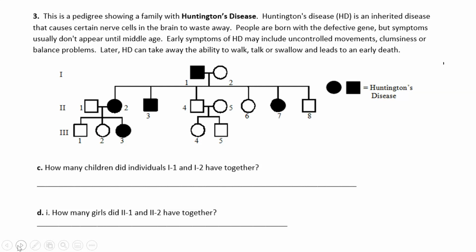Okay, C. How many children did individual generation 1 and generation 2 have? So how many children did these guys have? Okay, so 1, 2, 3, 4, 5, 6. Remembering this one and this one are married into it. So 6. D. How many girls did generation 2, number 1 and number 2 have? How many offspring were female? 2. 1 male.